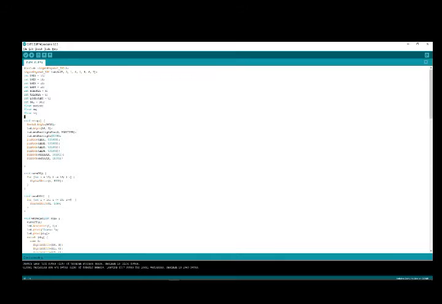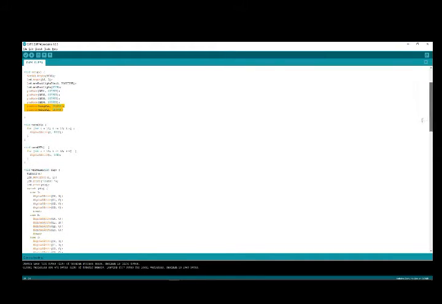For the void setup, this part is for the LCD to light up and the pin modes for the LEDs as outputs. The pin modes for the ultrasonic sensor as output and input. We have this void function turn on to turn on the LEDs, and the void function turn off to turn off the LEDs.